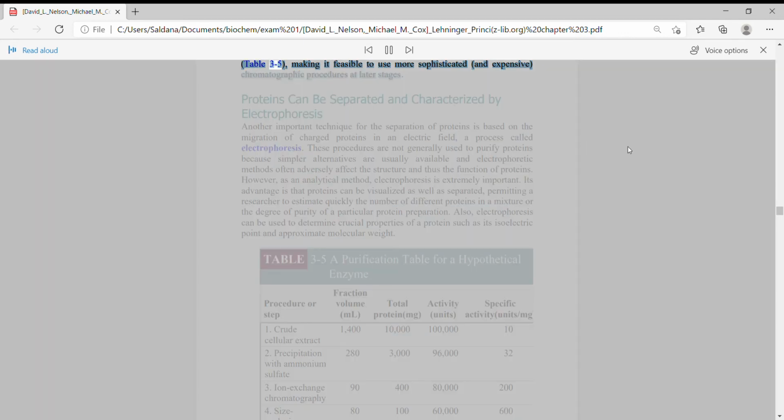Table 3-5, making it feasible to use more sophisticated and expensive chromatographic procedures at later stages.